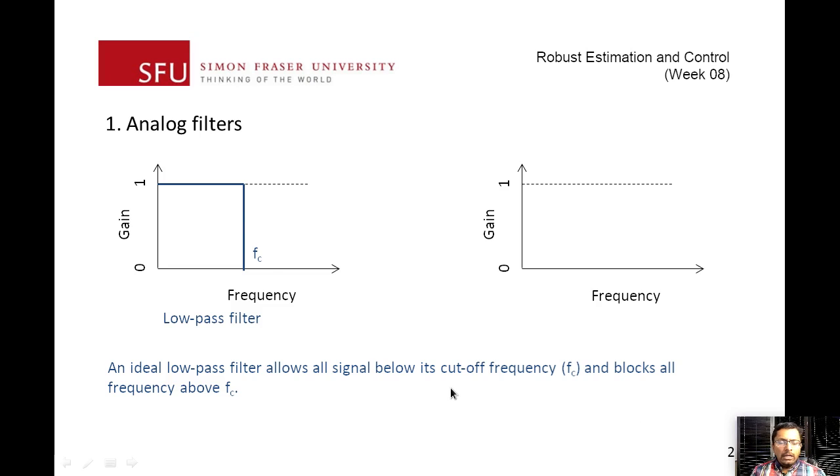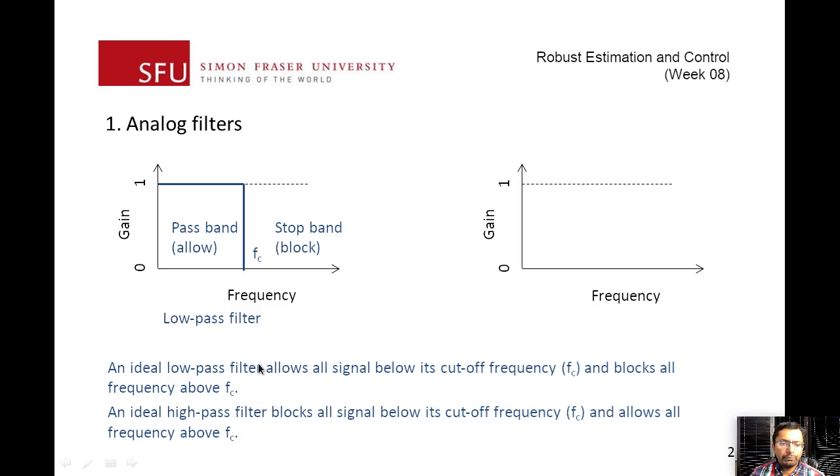So the next one is the flipped version of our low pass filter, which is the high pass filter, sorry. So this region is going to be known as the pass band, where the frequencies are allowed, and then this region is known as the stop band, or the region that's blocked.